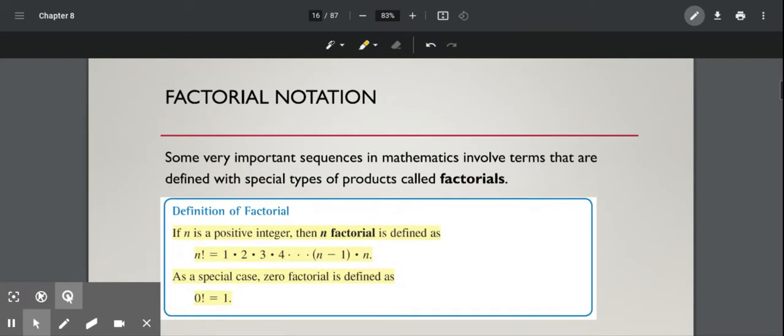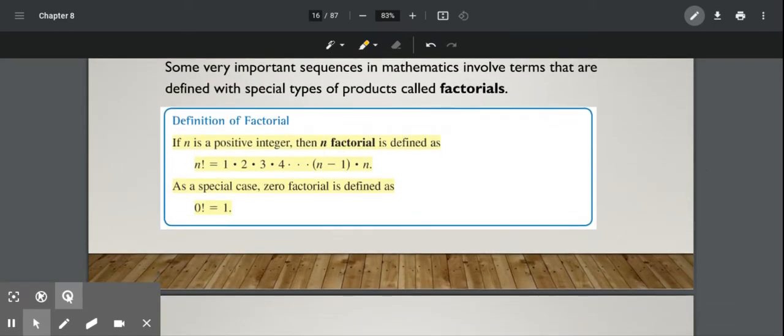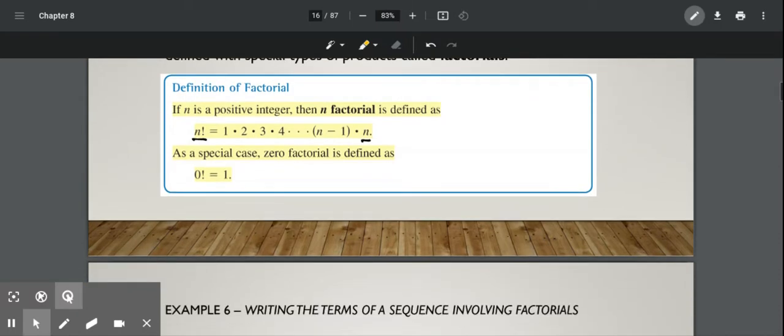The next thing we're looking at is factorial notation. Just a reminder that if you see a number with an exclamation mark after it, you're just multiplying 1 times 2 times 3 all the way up to whatever that number is. And 0 factorial equals 1.